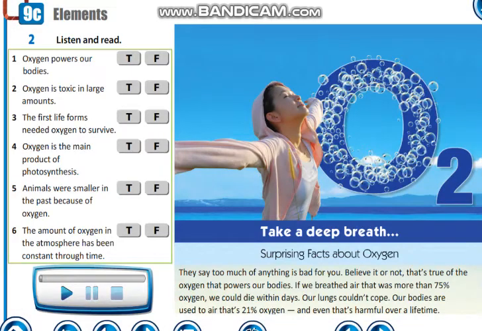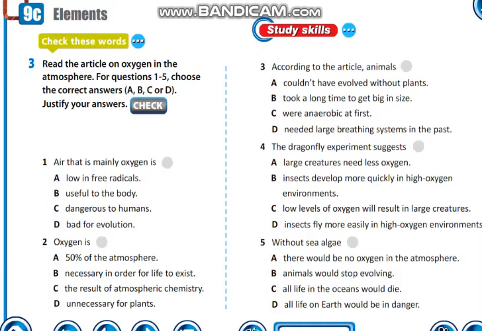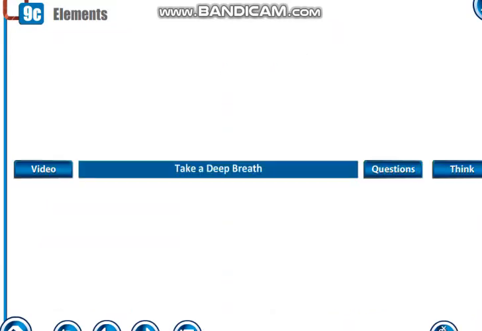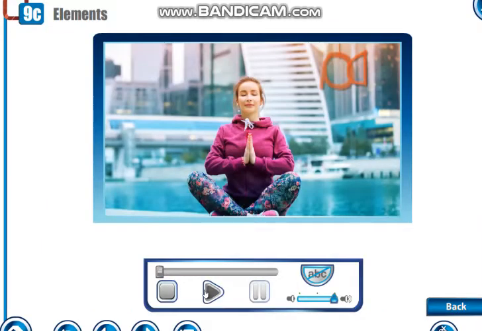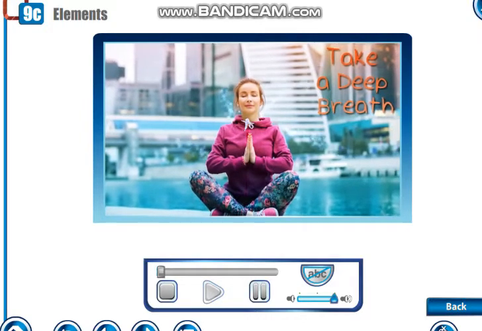Okay, now here is the text. Take a deep breath. Surprising facts about oxygen. There is more interesting information about oxygen. For example, maybe you can't read about it, maybe you didn't know about it. Now let's read the text, then watch the video about oxygen. Take a deep breath.